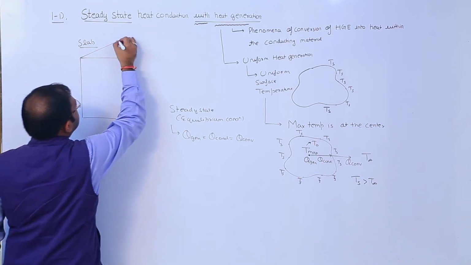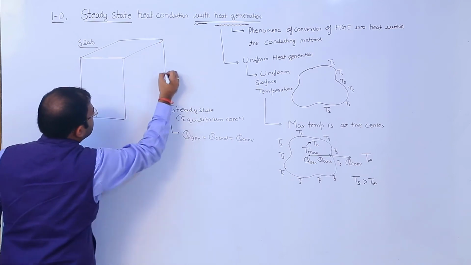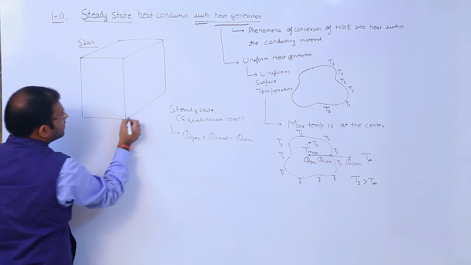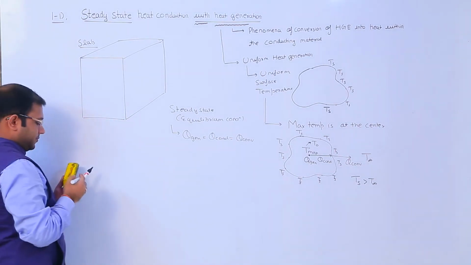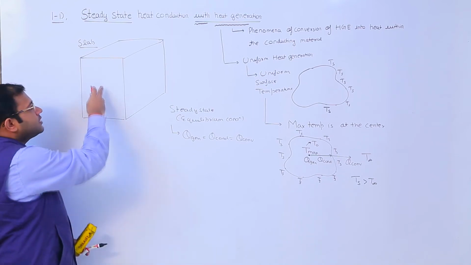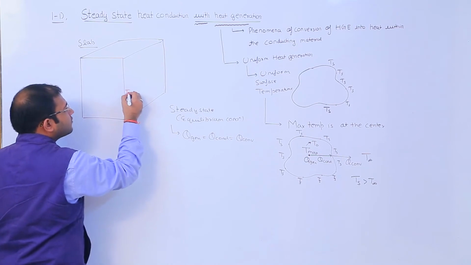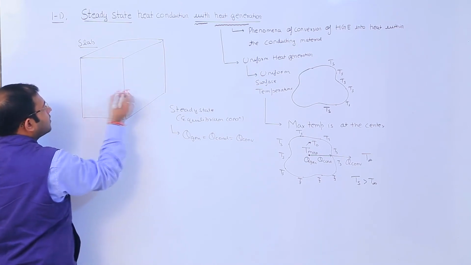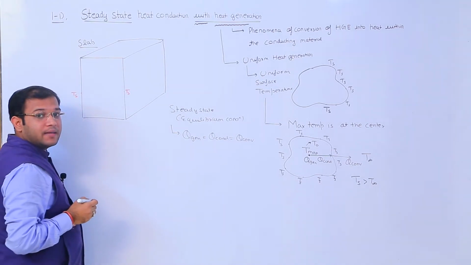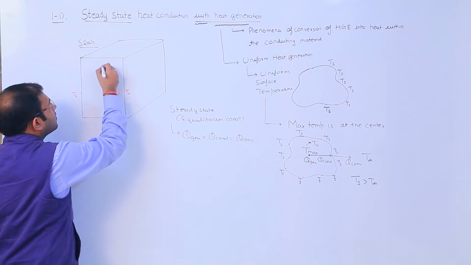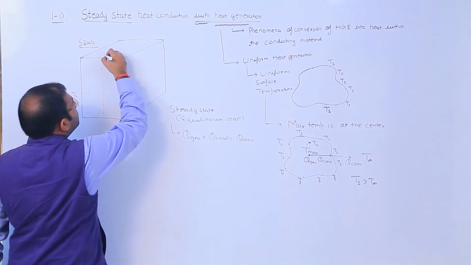Suppose this is the slab. Fine. Now see, some heat is being generated within the slab, so it will have uniform surface temperature Ts on both the sides, and the maximum temperature will lie in the mid plane.